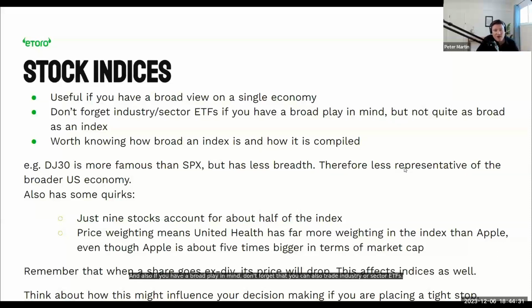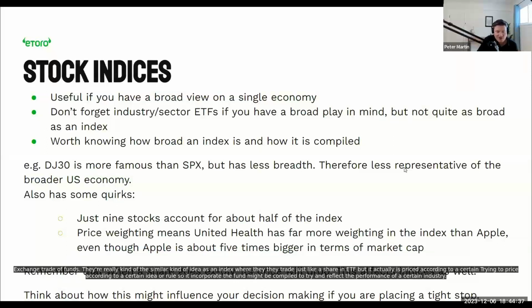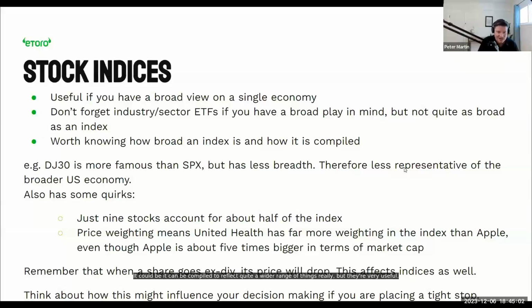And also, if you have a broad play in mind, don't forget that you can also trade industry or sector ETFs, exchange traded funds. They're really a similar kind of idea as an index, where they trade just like a share, but it is actually priced according to a certain idea or rule. The fund might be compiled to try and reflect the performance of a certain industry. It can be compiled to reflect quite a wide range of things, really, but they're very useful for these kind of broad plays, but maybe not quite as broad as an index as a whole that reflects all the top companies.